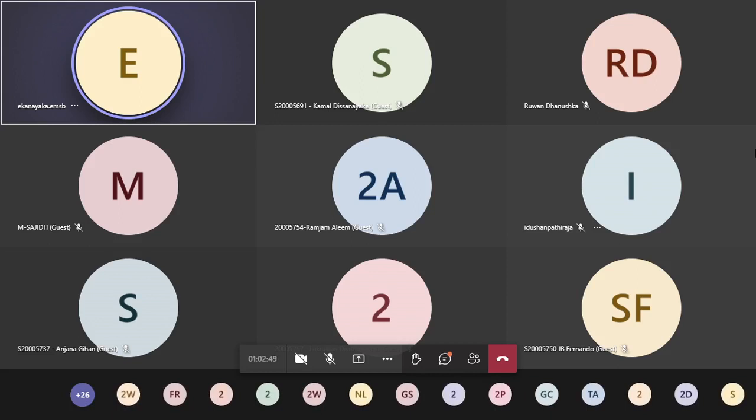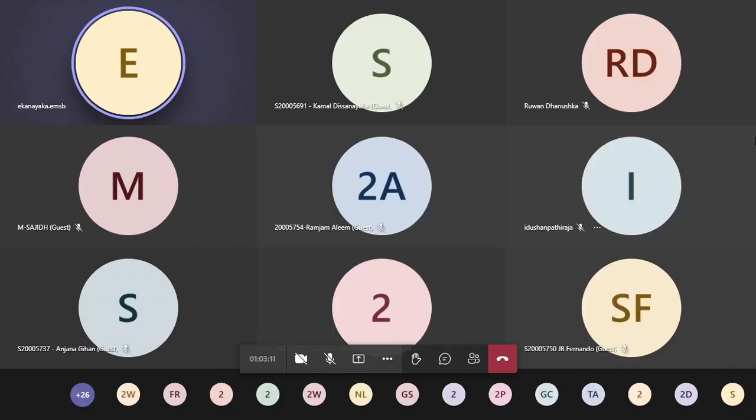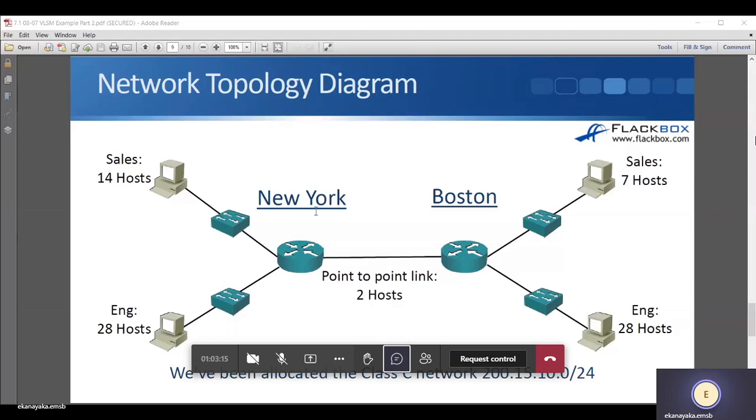Then I'll utilize some slides to show how this variable length subnet mask is utilized. So there I will show you some examples. This is one of the network topology diagrams I'm showing you as an example.